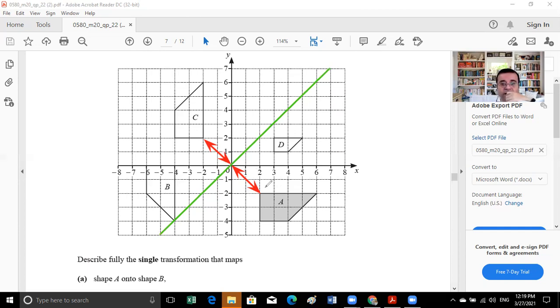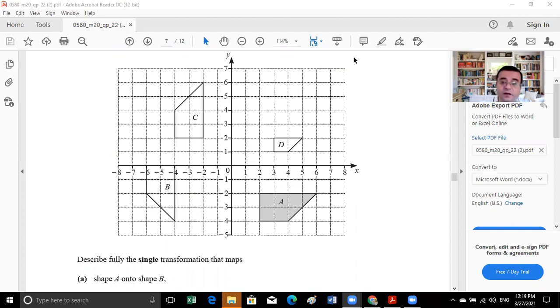You see, when you reflect, you use tracing paper like a mirror. Okay, reflection on y equal x. Shape A into B, A into D, with enlargement. Enlargement, of course. Enlargement, scale factor.